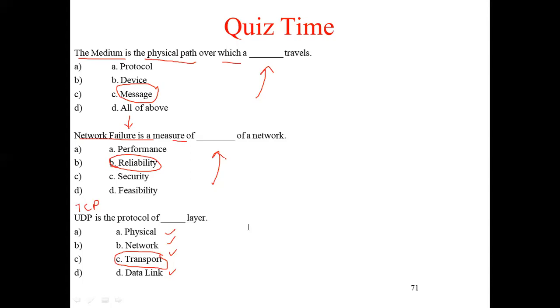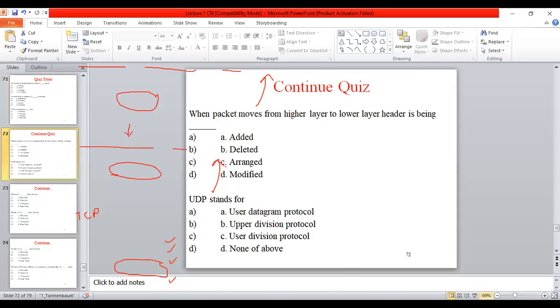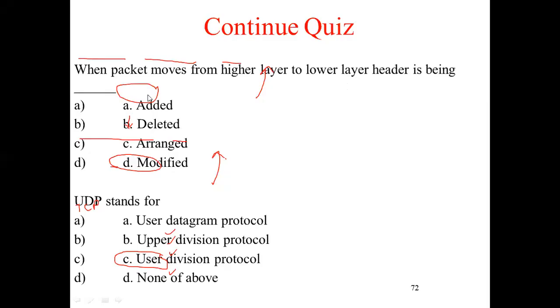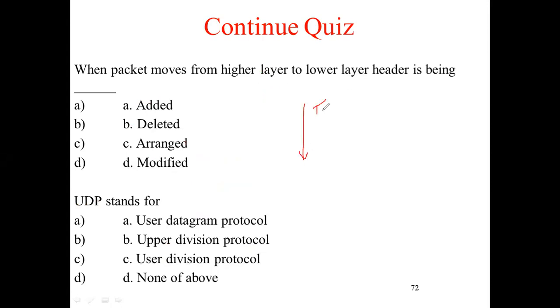We will have a few more in the next class. Let me cover this one for you people. When a packet moves from a higher layer to a lower layer, is a header added or deleted? When the packet is moving from higher to lower layer, that is the top-down approach, what are we doing? Adding or deleting the headers? We are adding, right? UDP stands for User Datagram Protocol.